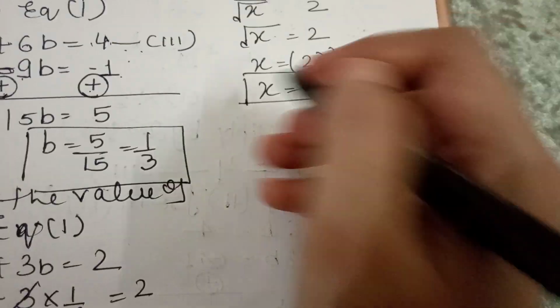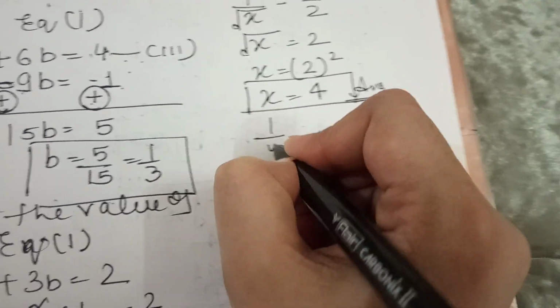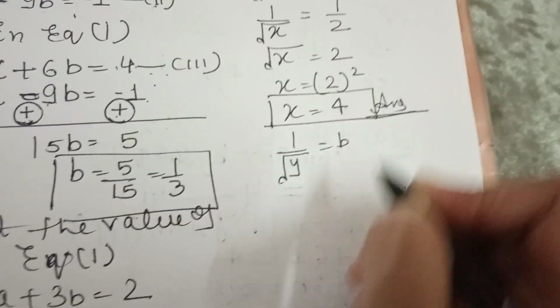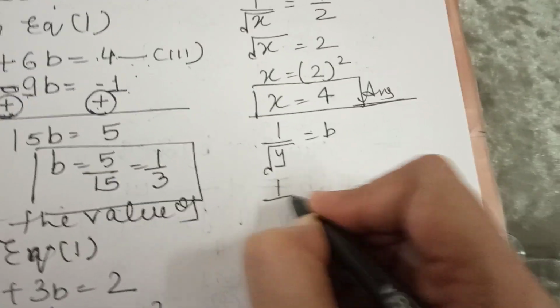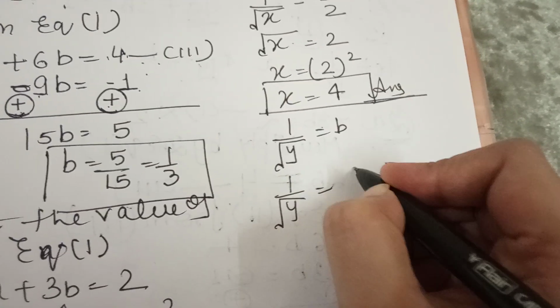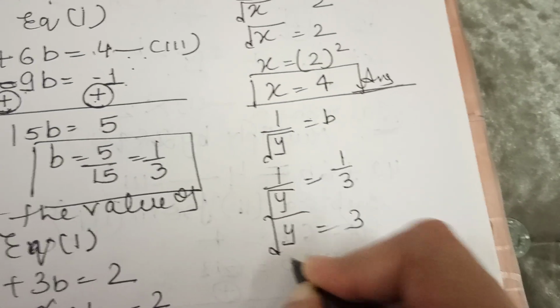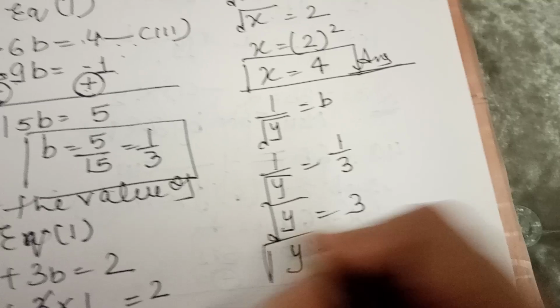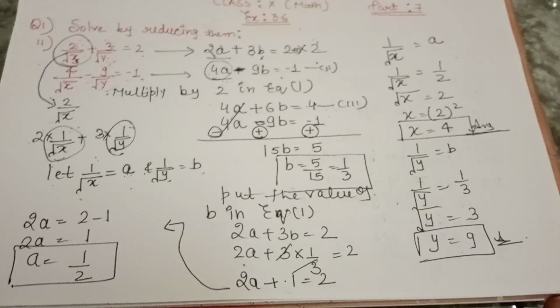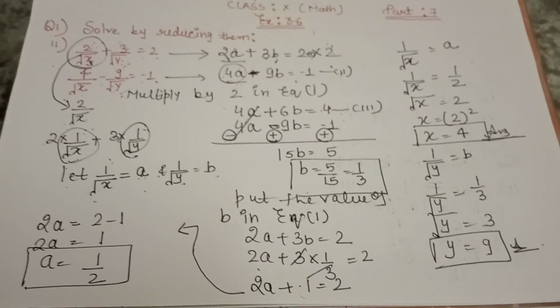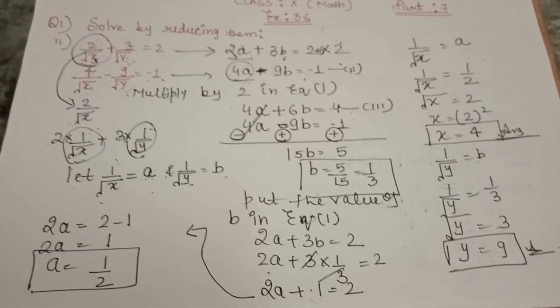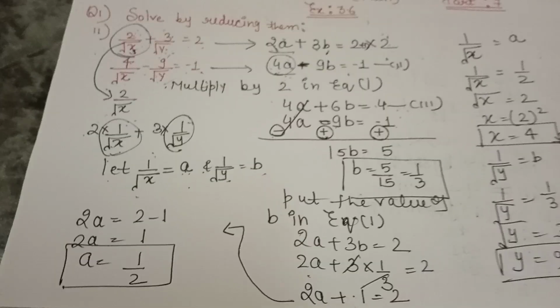Now y is left, and 1 upon root y was equal to b, which we had let. Okay, so 1 upon root y is equal to the b value, which was 1 upon 3. Again cross multiply. So y will be equal to 9. This is your second answer. So according to this, we get the values of the variables which are given in the actual equations.